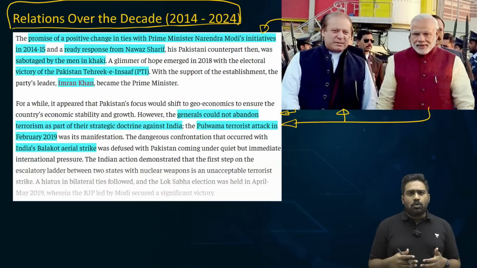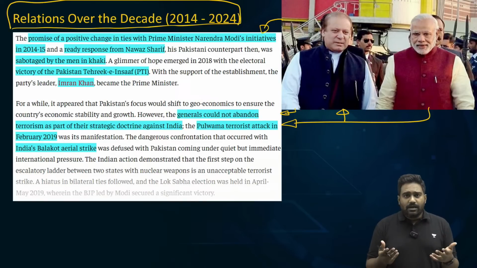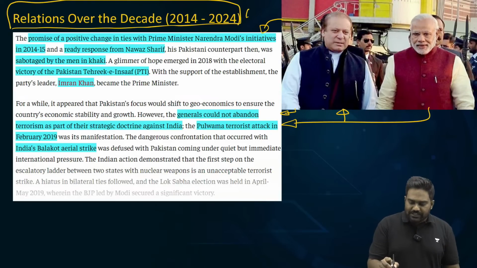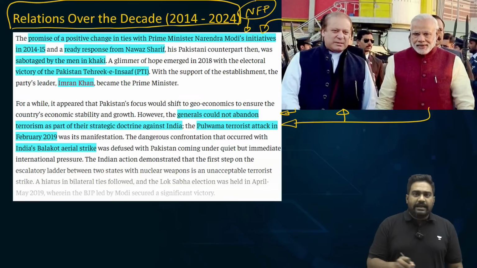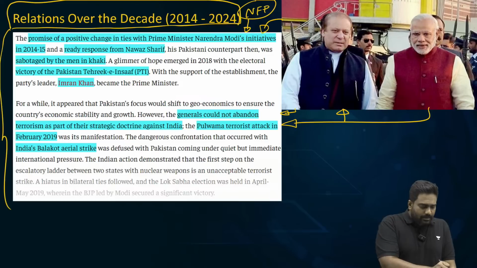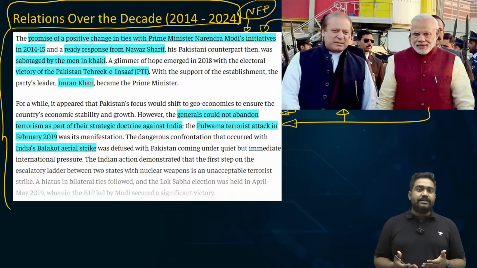When PM Modi was sworn in for the first time, he invited all the SAARC leaders to attend the swearing-in ceremony, which in itself was a very big diplomatic gesture. That is when India launched the neighborhood first policy, meaning India would give top priority to the neighboring countries, including Pakistan. Nawaz Sharif attended the event, and both the leaders hit it off instantly.